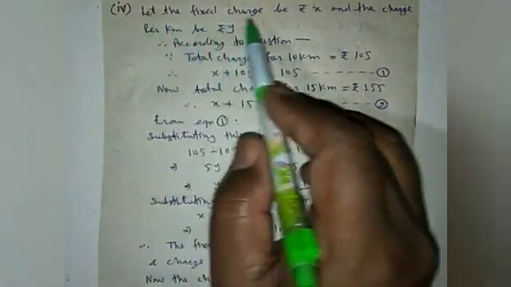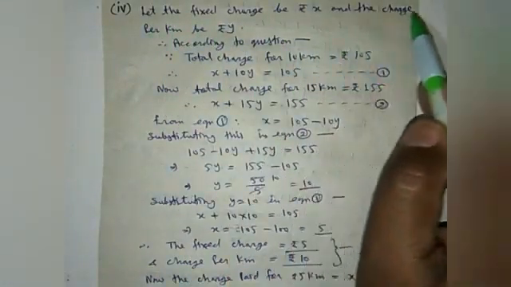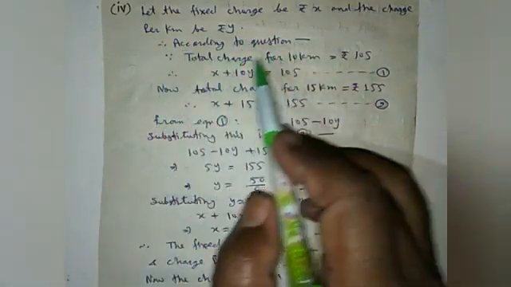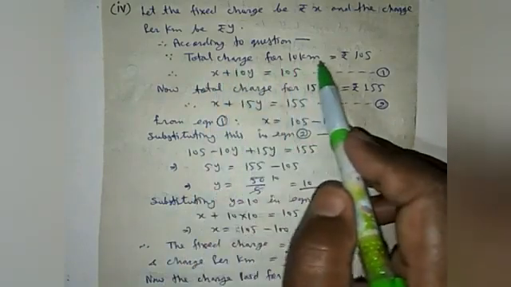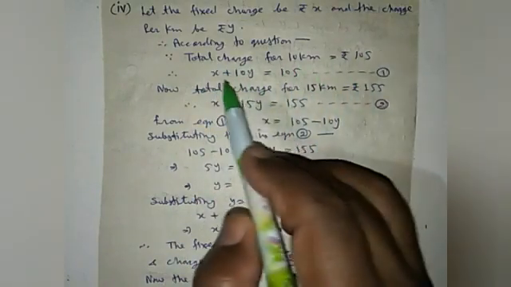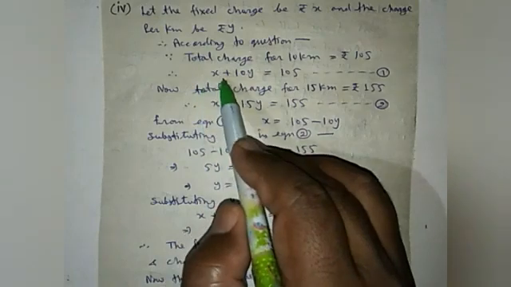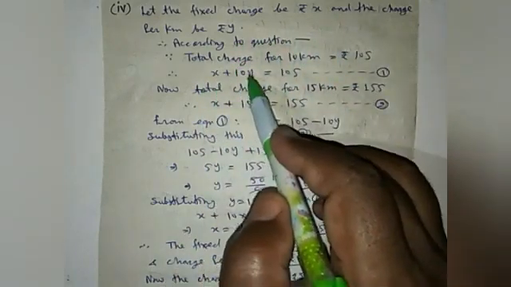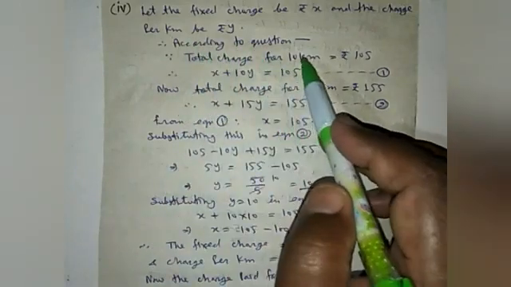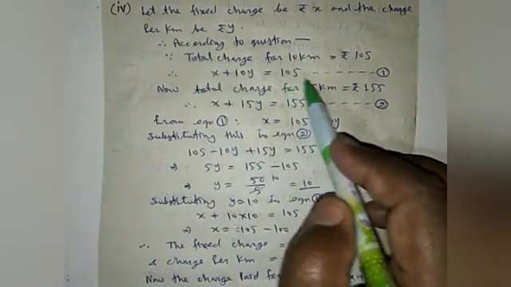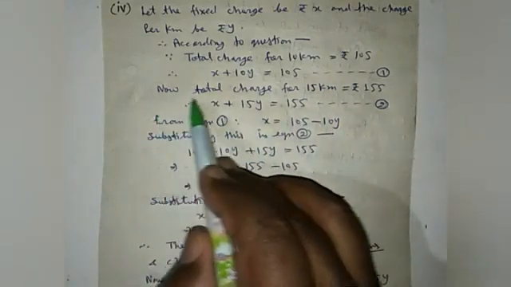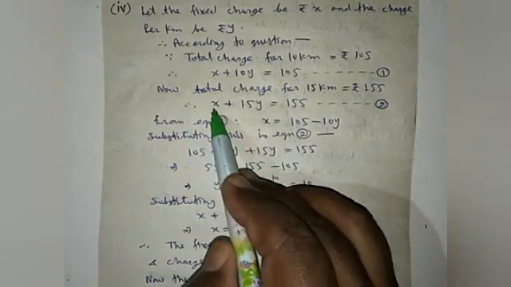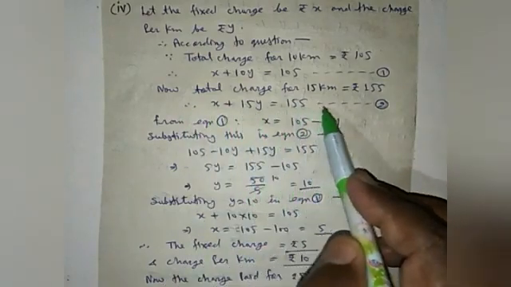Here, let the fixed charge be rupees X and the charge per kilometer be rupees Y. Hence, according to the question, since the total charge for 10 km is rupees 105, it is the fixed charge plus another charge, meaning X plus 10Y. Here the distance is 10 km, so it is 10Y. That equals 105, equation number 1. Now the total charge for 15 km is rupees 155. So the equation is X plus 15Y equals 155.